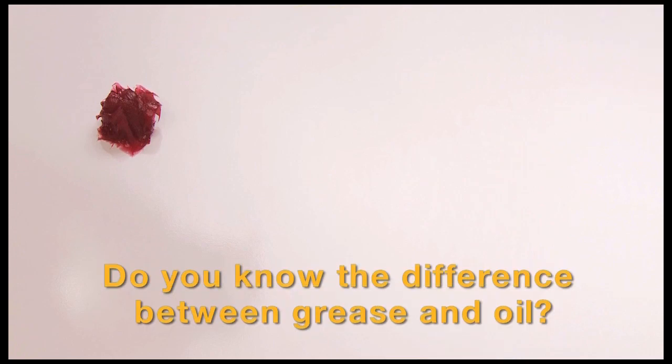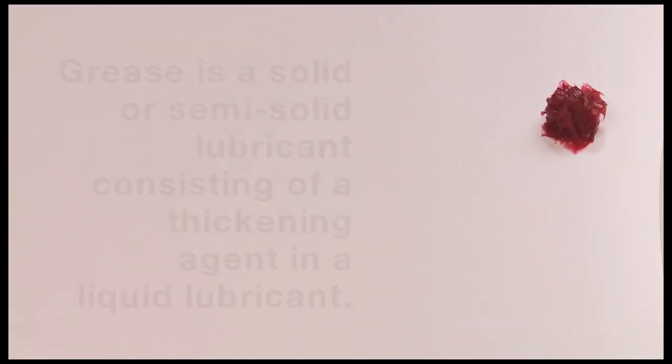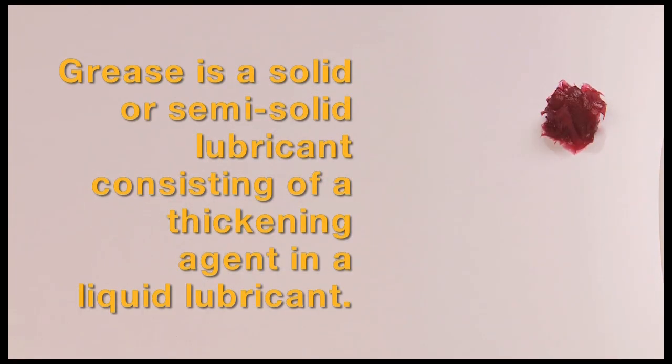Do you know the difference between grease and oil? Oil is a liquid. The two most common types of oils are conventional or mineral oils and synthetic oils. A lubricating grease is a solid or semi-solid lubricant consisting of a thickening agent in a liquid lubricant.